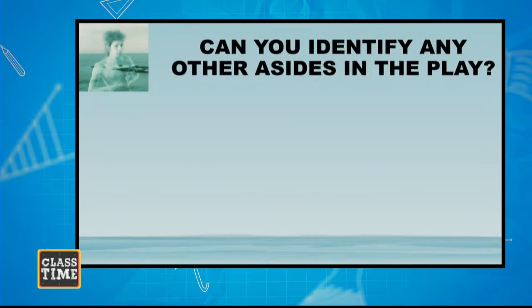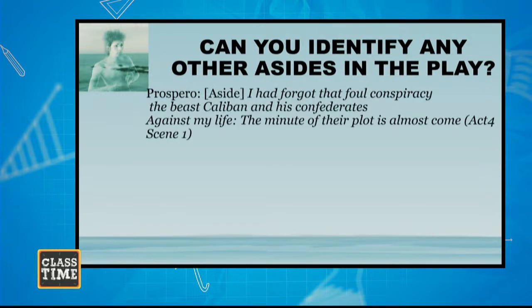Can you identify any other asides being used in the play? I can give you another example. Prospero again: "I had forgot this foul conspiracy, the beast Caliban and his confederates against my life. The minute of their plot is almost come." Act 4, Scene 1. Do you recall when this transpired?